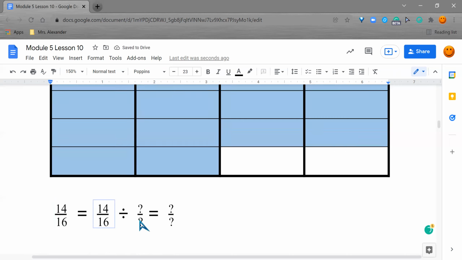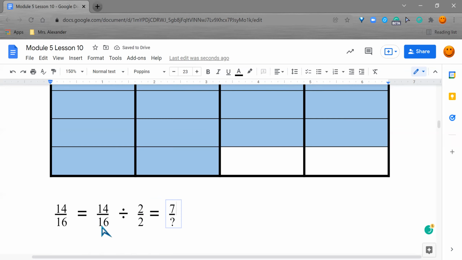Now we have to figure out a number that I can divide into both of them evenly. So the first thing I notice is that they're an even number. So I know I can start off with dividing by 2. So I'm going to start off with 2 because they're both even. 14 divided by 2 equals. If you're not too sure, remember 2 times what number gives me 14? Great job. It is 7.